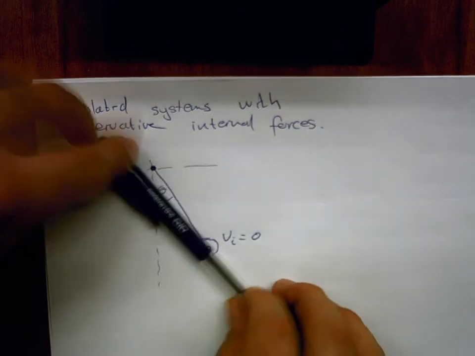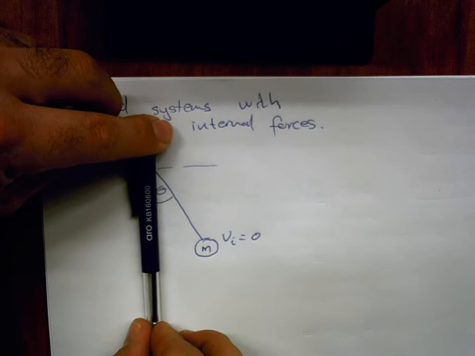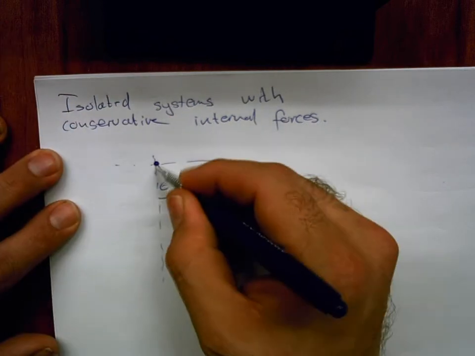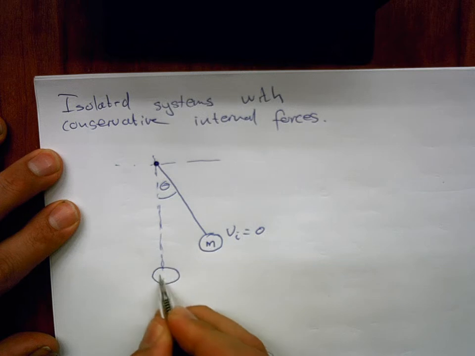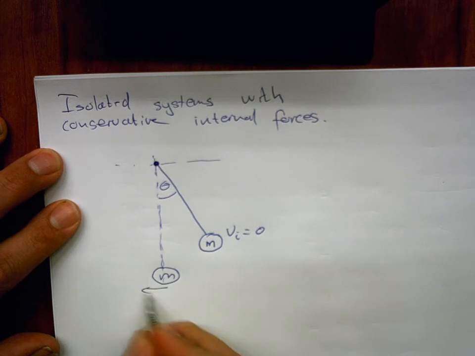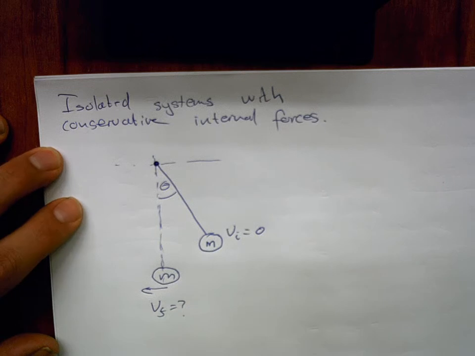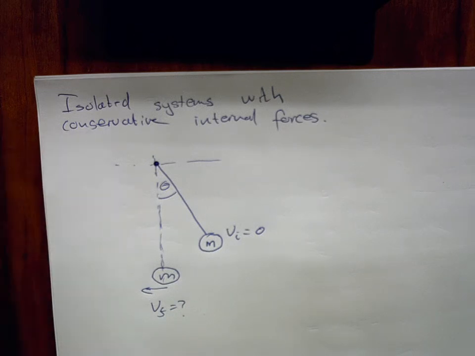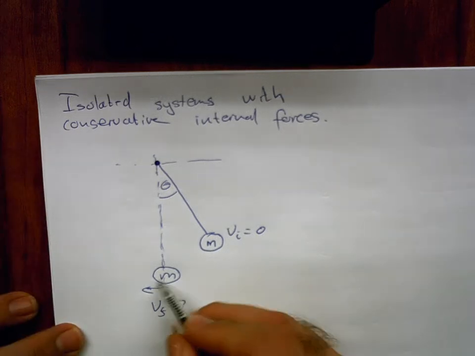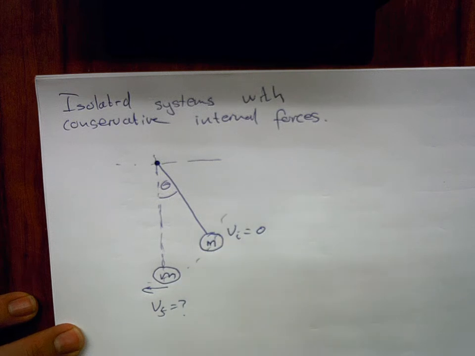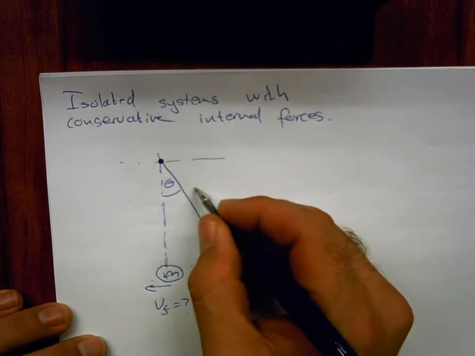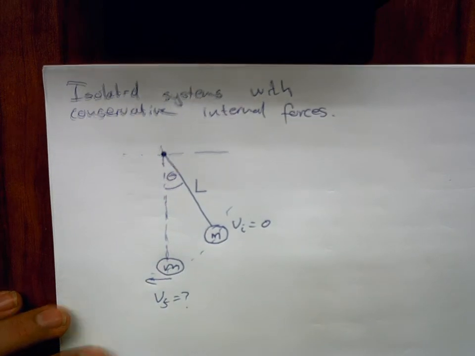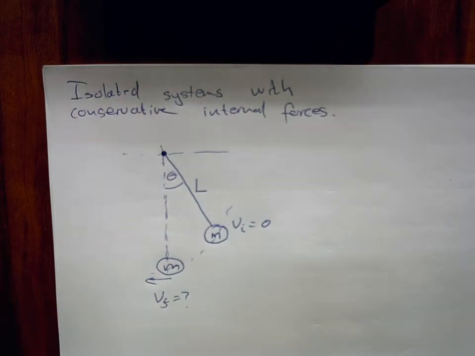So what happens is this mass will simply swing towards the vertical. So at some later point, the mass will be somewhere over there, and it will be moving in that direction. And we want to know what is the final velocity of the mass. So the mass moves along that trajectory. And we know that this rope or cable has got a certain length.